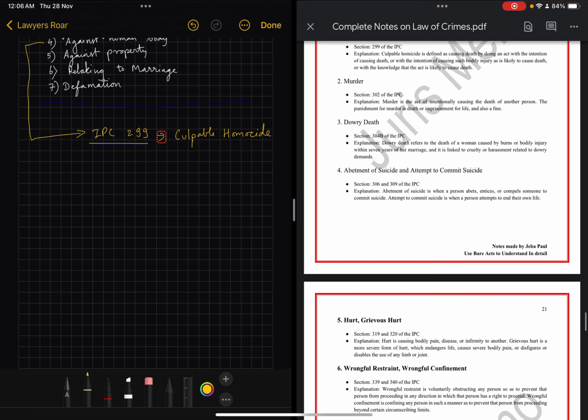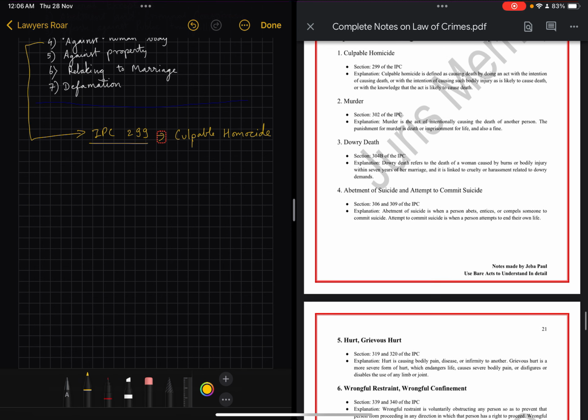Section 302, a very common section in the criminal codes. Murder is the act of intentionally causing the death of another person. The punishment for murder is death or imprisonment for life and also a fine. The second section which we are seeing now is 302, which is murder.